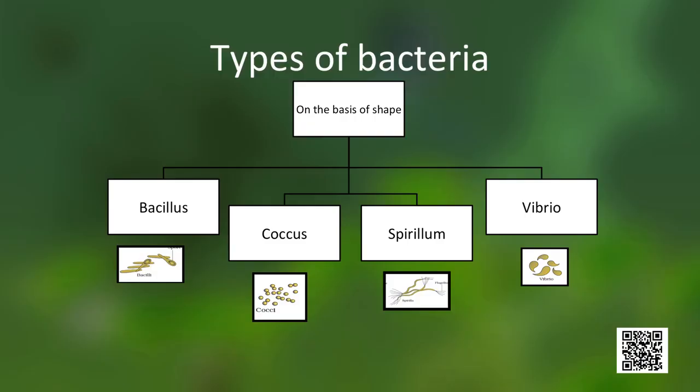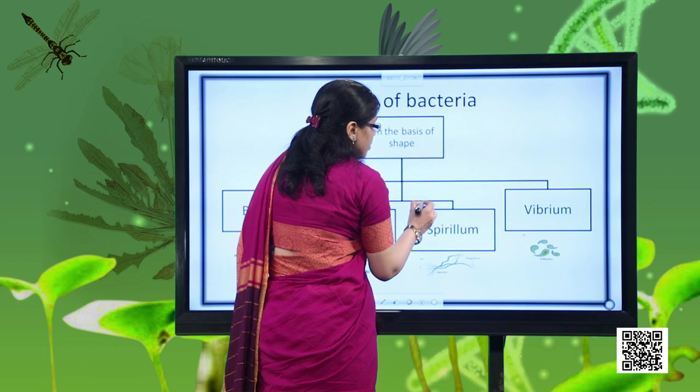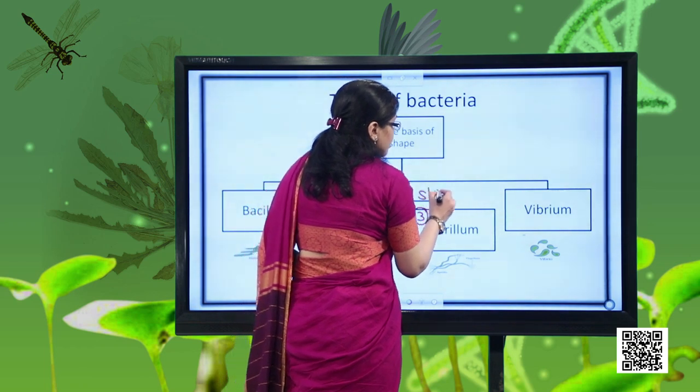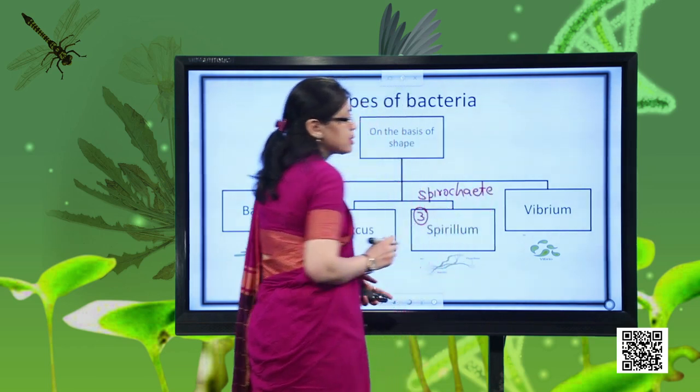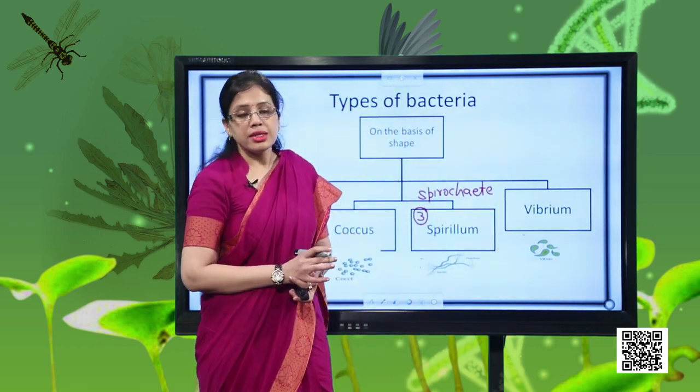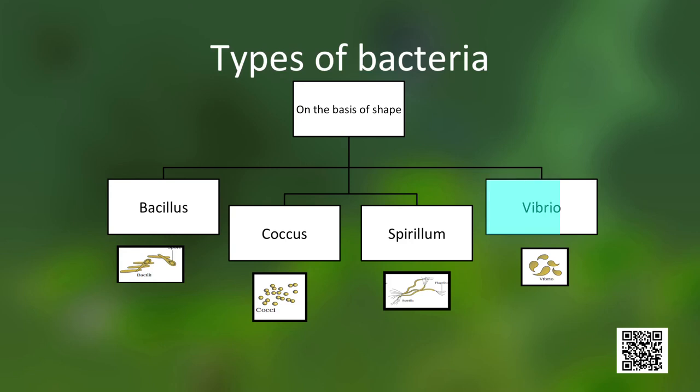Then we have the third, that is the spirillum. All of you have seen spiral binding notebooks. So if any bacteria has a spiral shape, that group will be called spirillum. In this case, flagella may be present at one end, or it may be present at both the ends, okay? For this category, we have the example spirochete. This is a bacteria which is spiral in shape. So the example we can learn is the spirochete. Then we have the last group, that is the vibrio, okay?